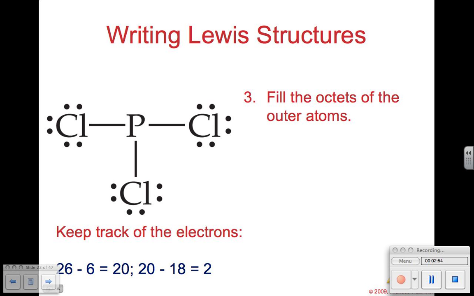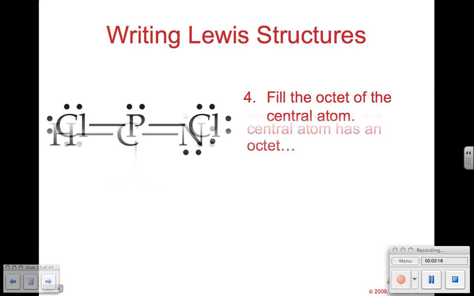Next, we want to fill the octets of all the outer atoms. So all those chlorines now have 6 electrons, or 3 pairs, out there. We've used 18, so we have 2 left. And then you want to fill the octet of the central atom. And in this example, the whole thing is filled and we're good to go.